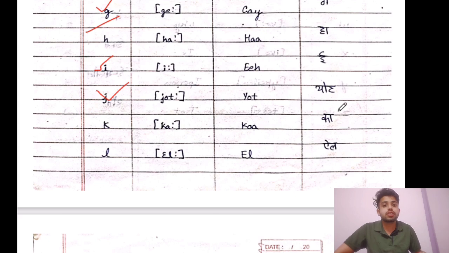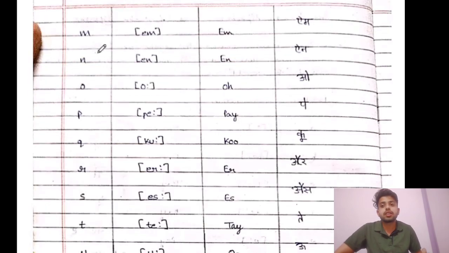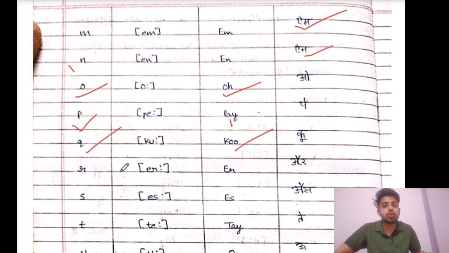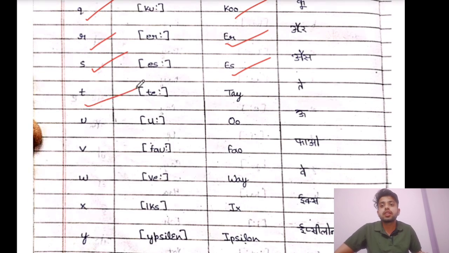K is pronounced as ka. L is pronounced as L. M is pronounced as M. N is pronounced as N. O is pronounced as O. P is pronounced as P. Q is pronounced as ku. R is pronounced as R. S is pronounced as S. T is pronounced as T.